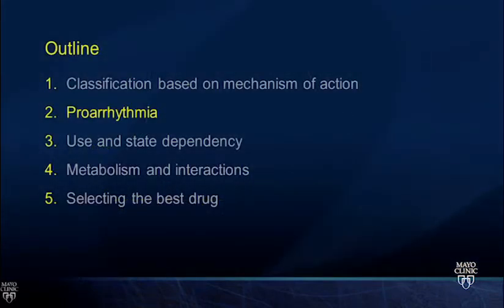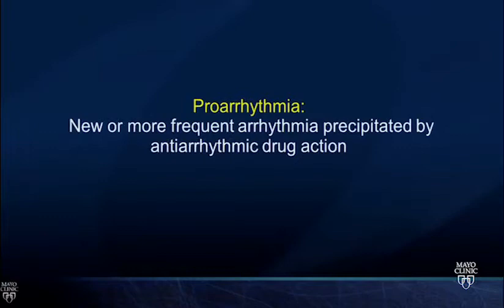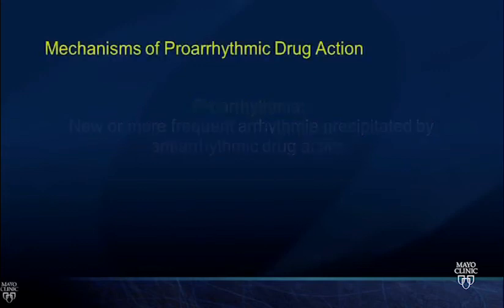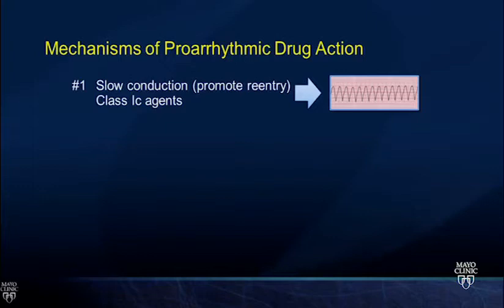Now, what is proarrhythmia? If you have a new arrhythmia, or if there is an increased burden of an existing arrhythmia after starting an antiarrhythmic drug, we refer to that as proarrhythmia. And there are 3 distinct mechanisms for proarrhythmia associated with antiarrhythmic drugs. So the first one is you slow conduction so that the circuitous loop can happen again and again and again. This happens with sodium channel blockade. So if you slow conduction, the arrhythmia can last longer.